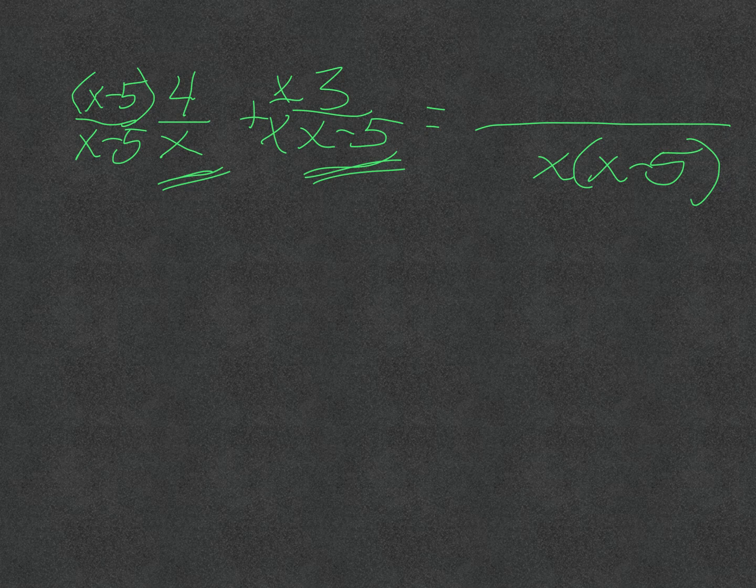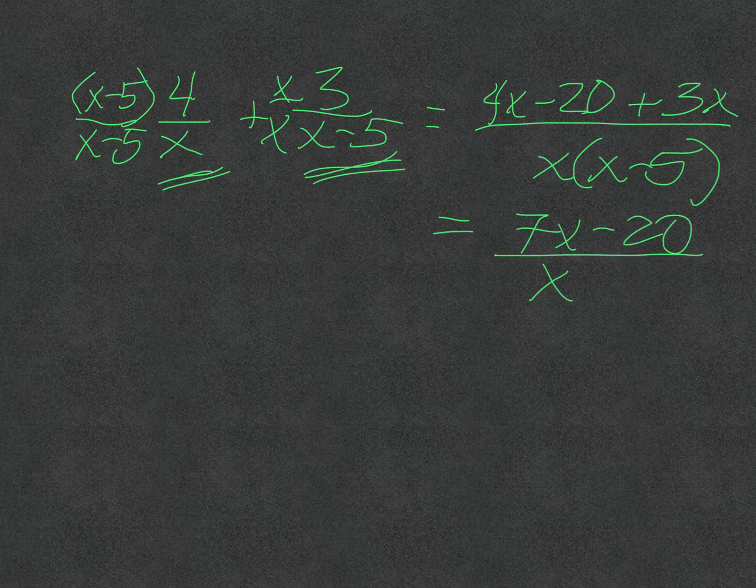And so 4 times x minus 5 is 4x minus 20. And 3 times x is 3x. And so that leaves me with 7x minus 20 over x times x minus 5. Now I think, does the numerator factor? The answer is no. So I am completely simplified and I'm done. All right. So this is the basic strategy for doing fractions. Now I'm going to do a few more examples.